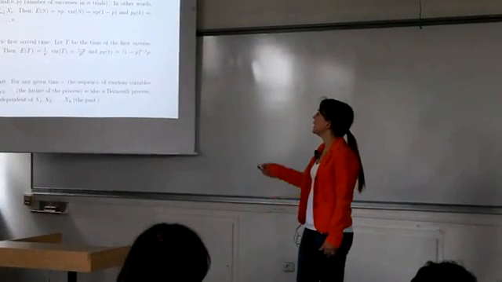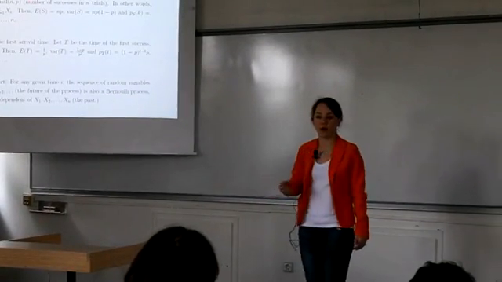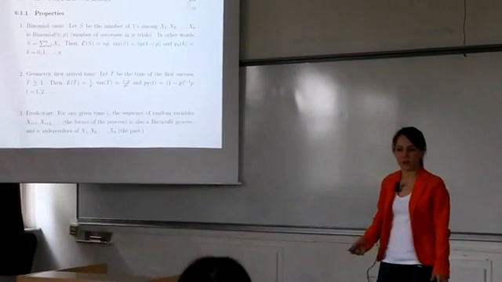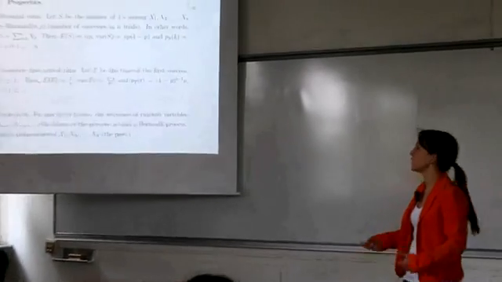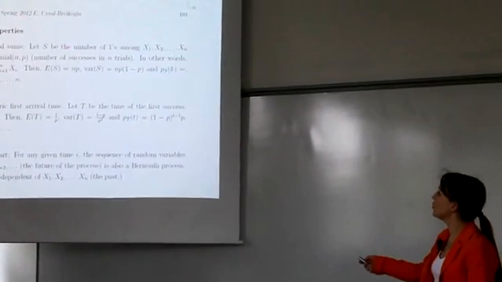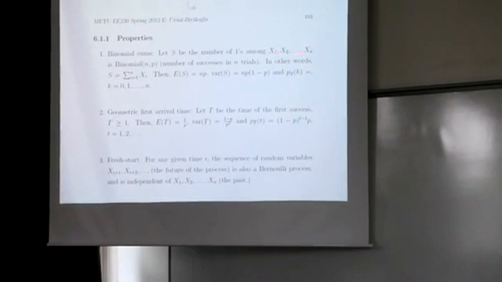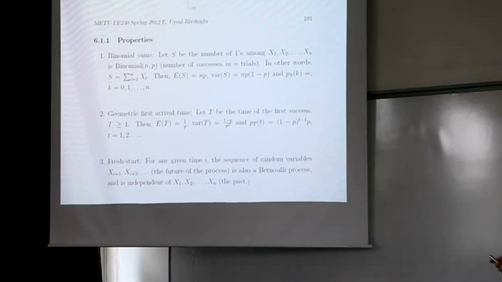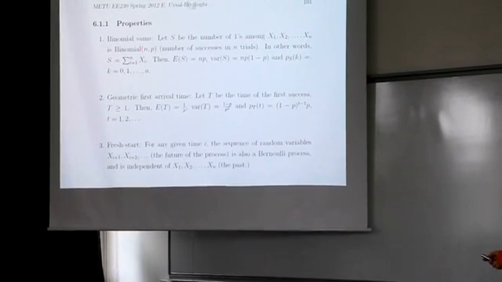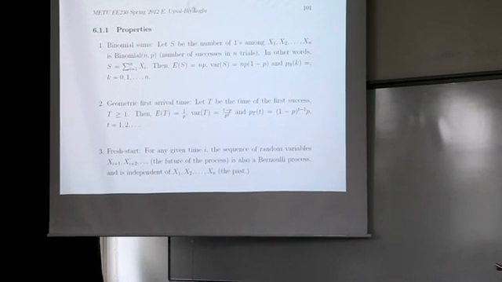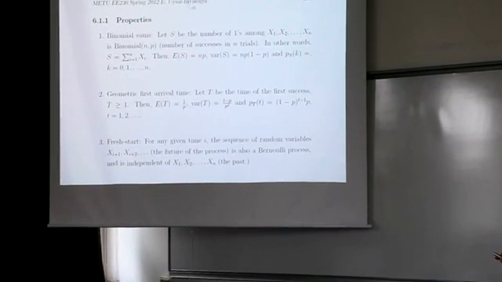So let's quickly go through the properties of the Bernoulli process. First of all, let S be the number of ones among n of these random variables Xi. They are independent, they're all Bernoulli, so the number of ones among these n, the number of successes, if you will, in n trials, is a binomial with parameters n and p.